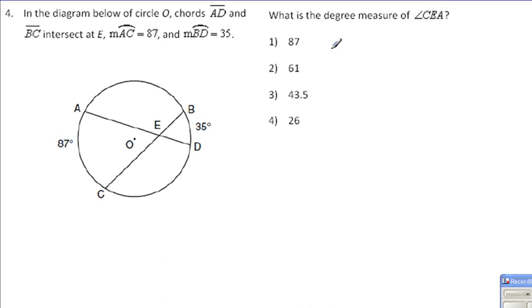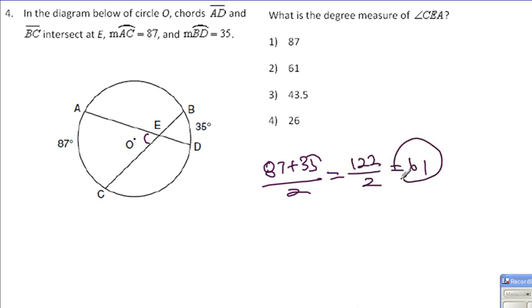What is the measure of angle CEA? We're looking for that angle. How do we find it? By addition. So we have 87 plus 35 divided by 2. Here we have 122 divided by 2, which ends up being 61. That becomes our answer.